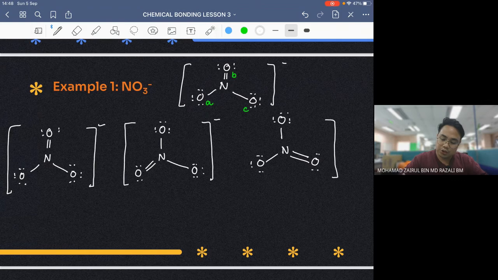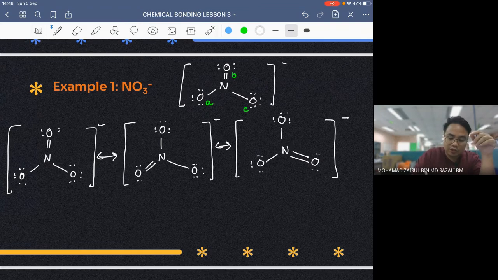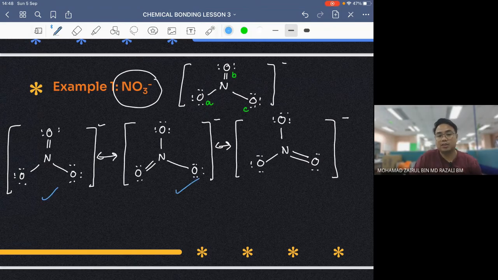Okay, awak kena make sure everything octet. Okay, since all these 3 Lewis structure are produced at the same time, kita kena lukis double headed arrow. Maknanya to represent the Lewis structure of NO3, the actual Lewis structure of NO3 minus ini adalah hasil gabungan, hasil combination structure 1, structure 2 and structure 3.